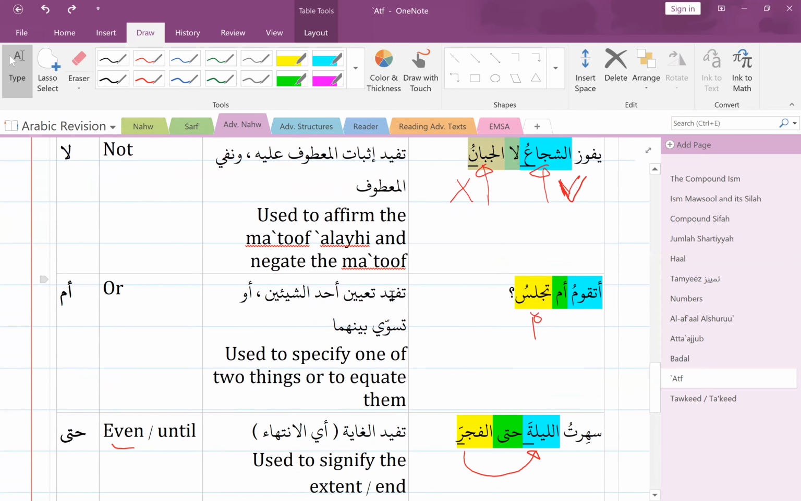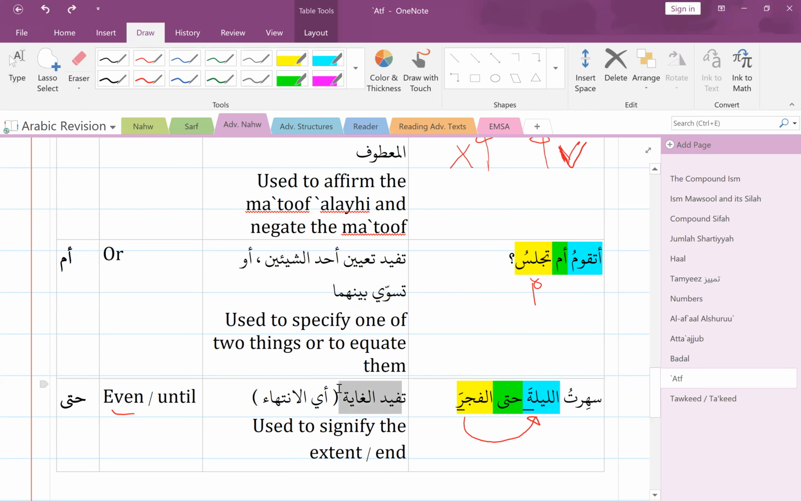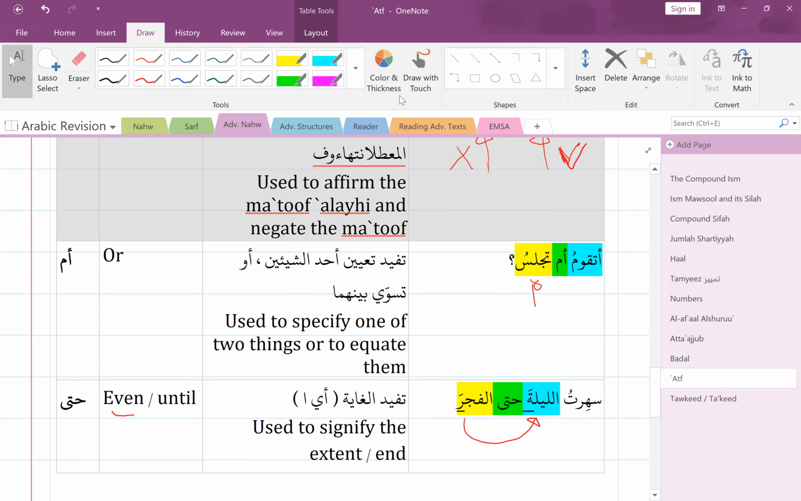And then of course, a ta'yin is to specify one thing over another. So a ta'yin ahad al-shay'ain is to give priority, or to specify one thing over the other. And tasawi baynahuma, to equate them, make them equal. Then of course hatta, we said tufidu al-ghaya. Al-ghaya, the literal meaning of al-ghaya means extreme. So basically it indicates the extent of something, or the utmost end of something. Ay al-intiha. Al-intiha means the end. That's basically it. Saima, you have another question?